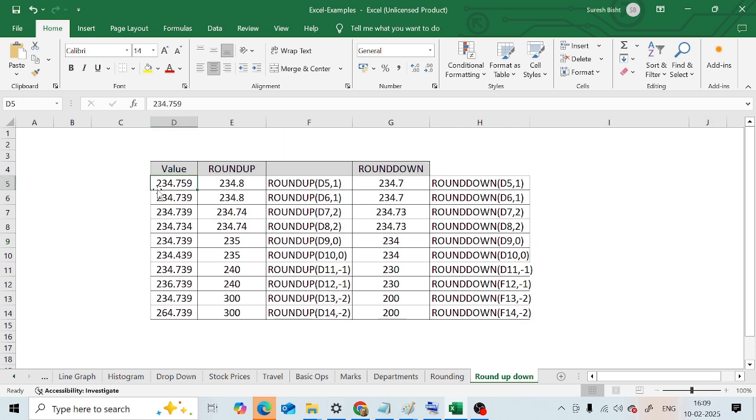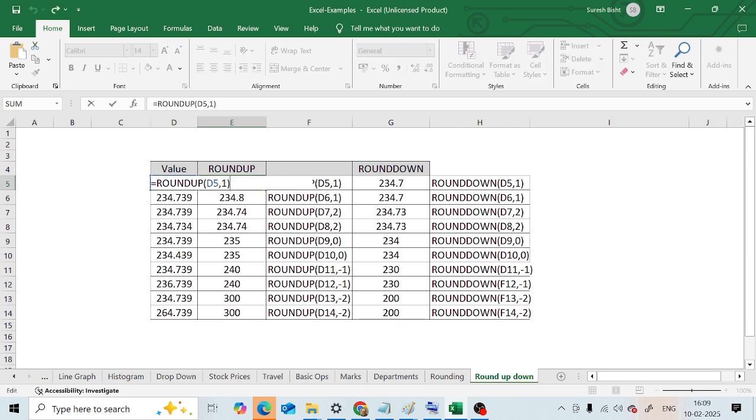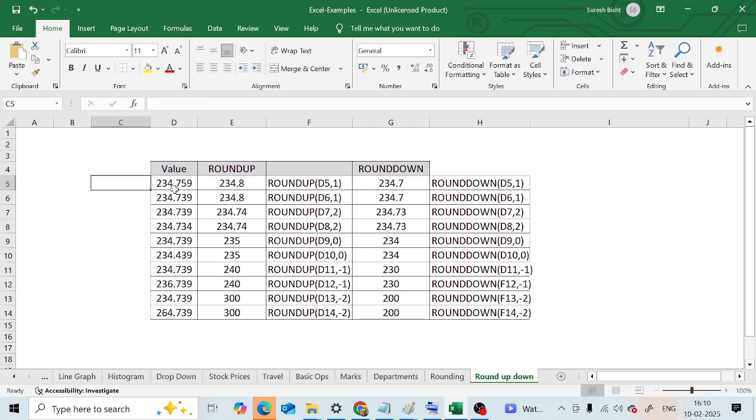The first number is 234.759. Round up also requires two parameters. The first one is the number and the second you specify which digit you want to round to. In this case I'm saying one digit after the decimal. Since there is a number after 7, round up will not check whether it's greater than 5 or less than 5. It will just increase it by 1, giving 234.8.